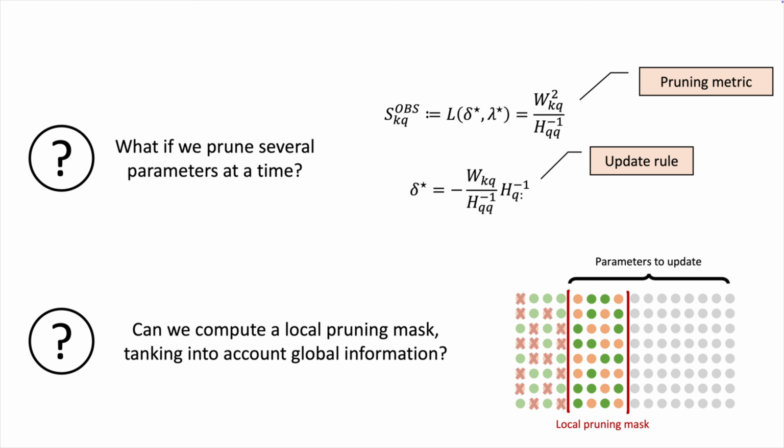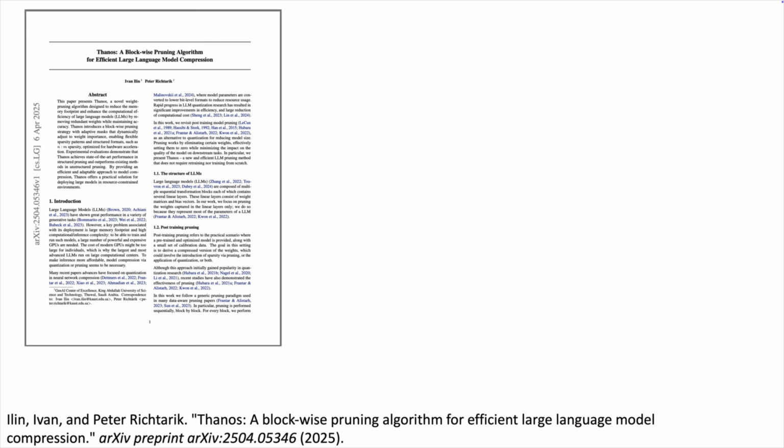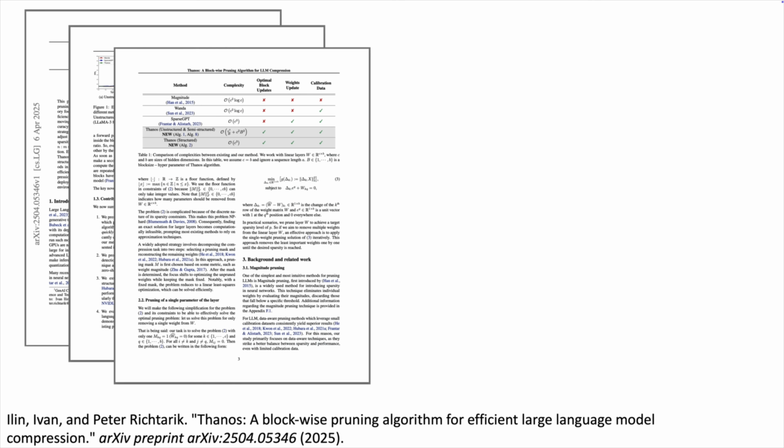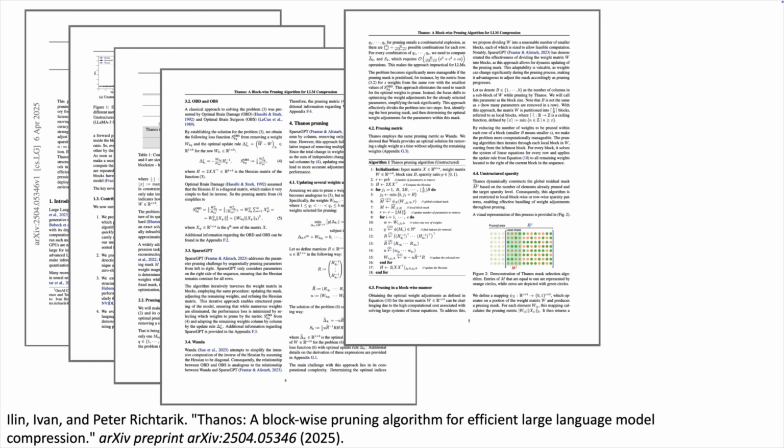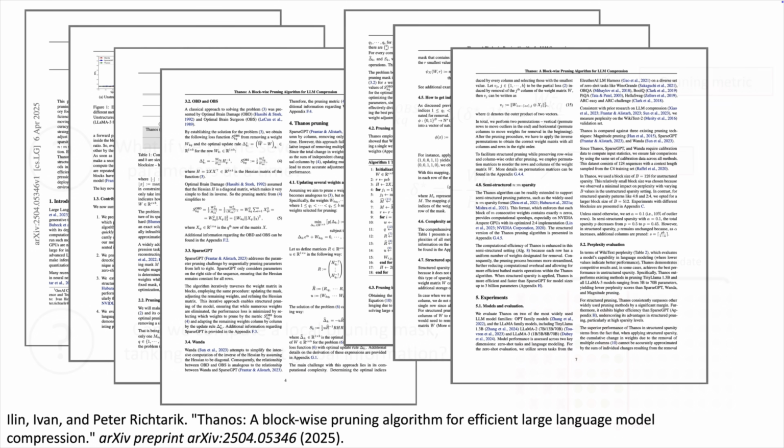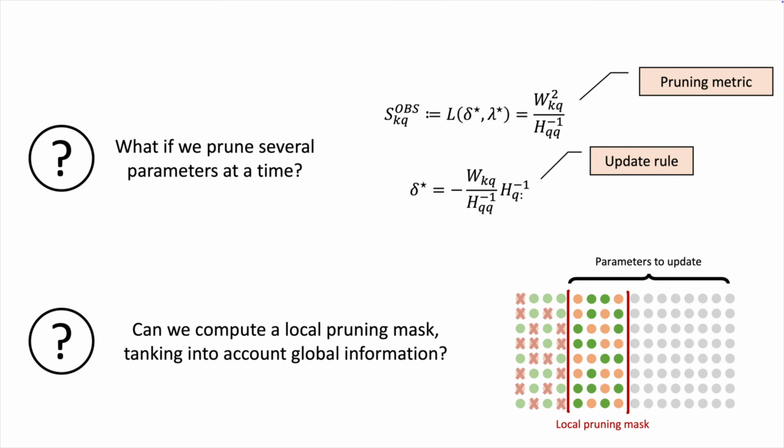One block might contain many unimportant parameters that can be removed safely, while another might contain much more important parameters. A fixed sparsity target per block still forces us to remove the same fraction from both. At the same time, we cannot simply compute one global mask at the beginning, because the weights and their scores change during pruning. Our method, Tanos, is designed to answer both questions: how to remove several weights jointly, and how to use global importance information without freezing the mask in advance.